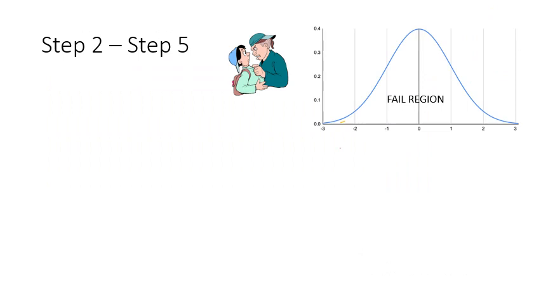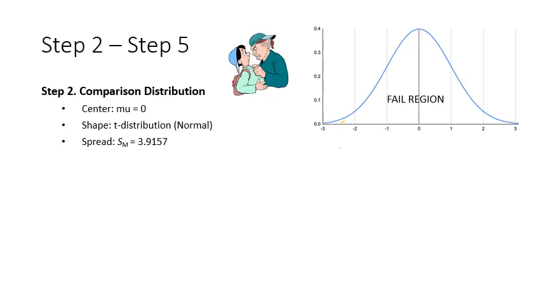So the last five steps are here. It's just the same as before. In step two, we describe the comparison distribution. And in the paired samples t-test, for reasons we'll talk about later, the center of the distribution, mu, is always going to be 0. We're just assuming that what we're comparing are schools that had the intervention to schools without the intervention, and if they didn't have the intervention, we assume the mean difference is 0. There is no difference before and after.